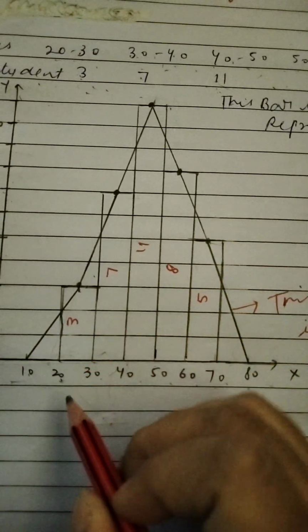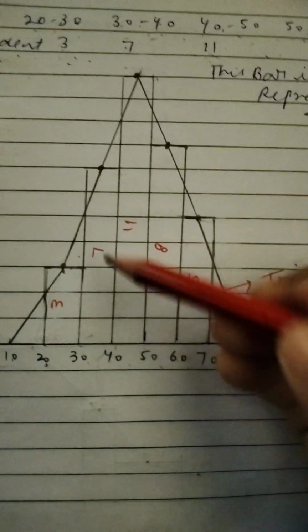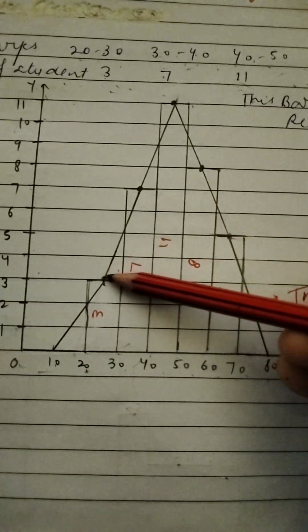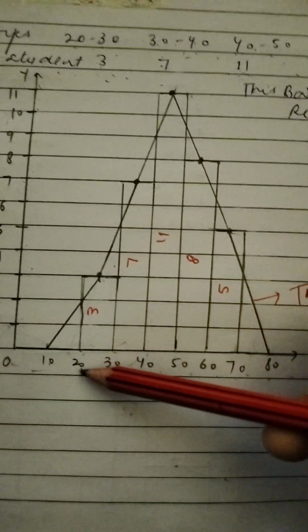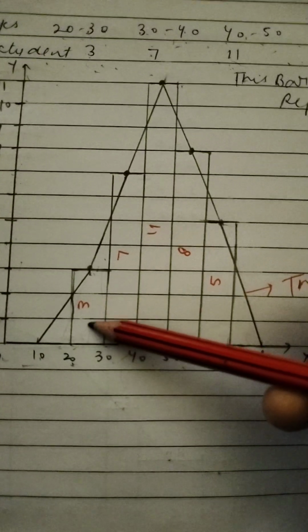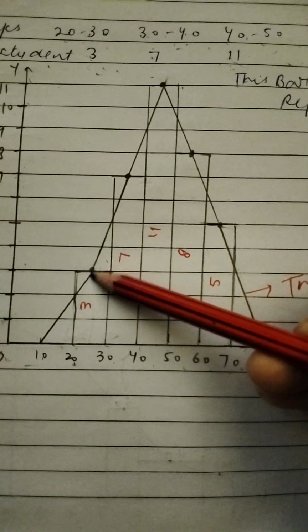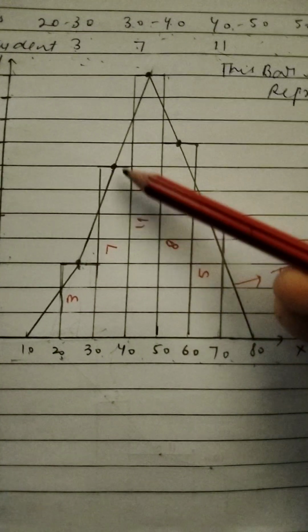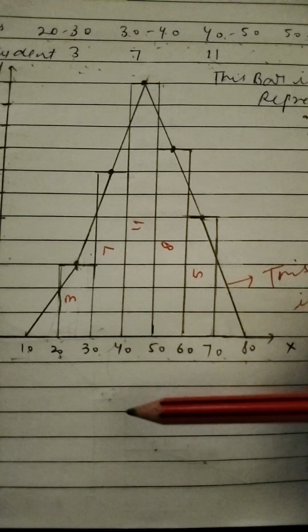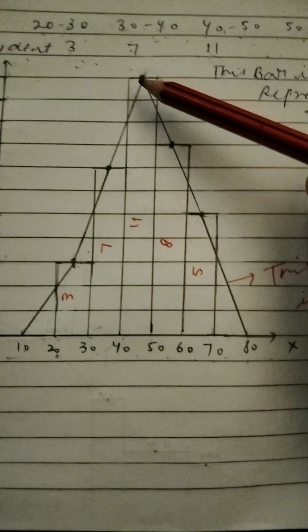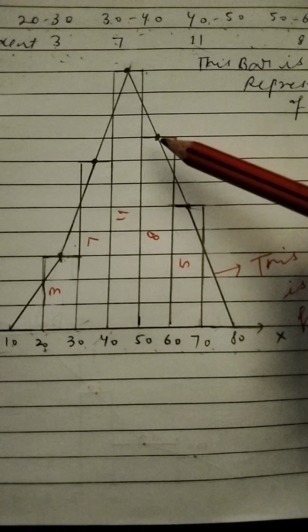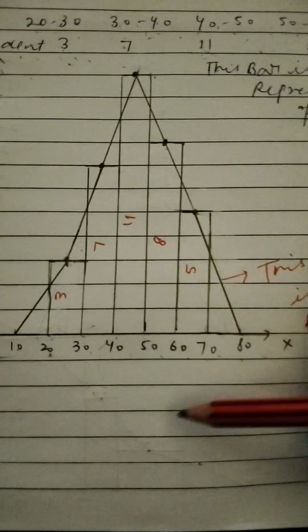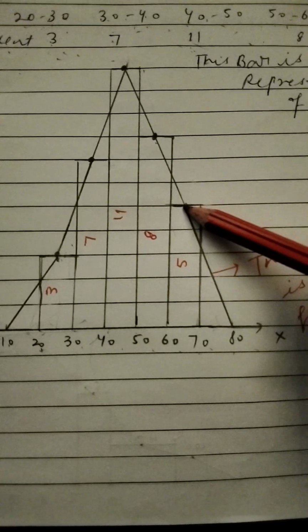Then how to make the polygon? See, the first interval is 20 to 30 and the frequency is 3. For 20 to 30 you have to choose the mid value. The mid value of 20 to 30 is 25. You just have to approximately circle here. For 30 to 40 the mid value is 35, approximately circle here. For 40 to 50 the mid value is 45, circle here. For 50 to 60 the mid value is 55, circle here. For 60 to 70 the mid value is 65.